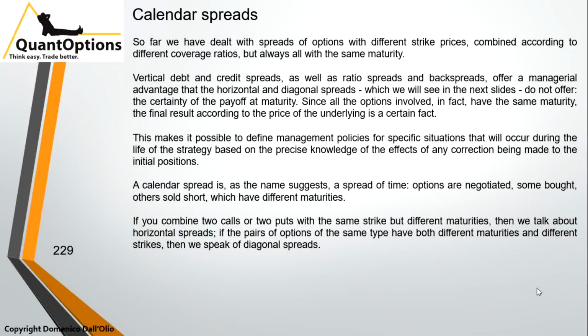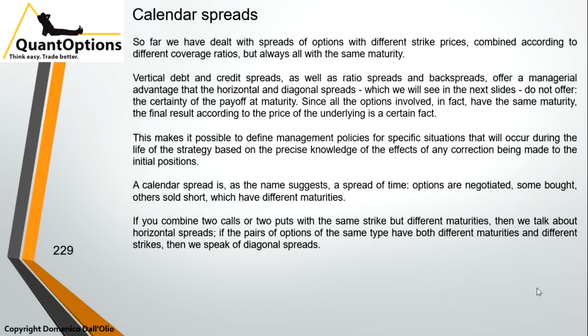Okay, so far we have dealt with spreads of options with different strike prices combined according to different coverage ratios, but always all with the same maturity. Vertical debit and credit spreads, as well as ratio spreads and back spreads, which we will see in the next lesson, offer a managerial advantage that the horizontal and diagonal spreads, which we will see in the next slides, do not offer: the certainty of the payoff at maturity.